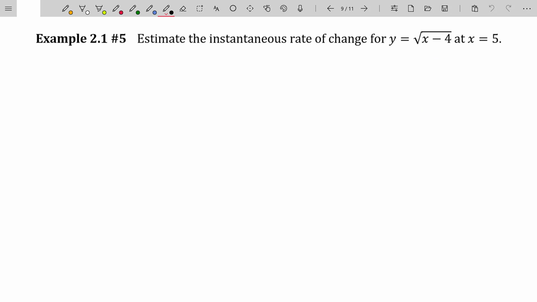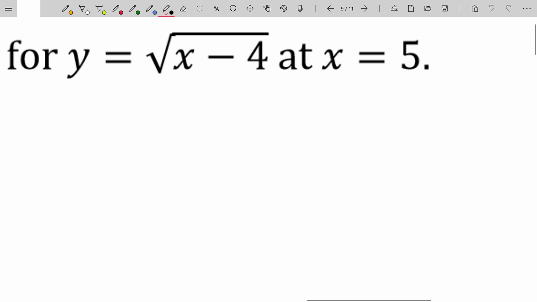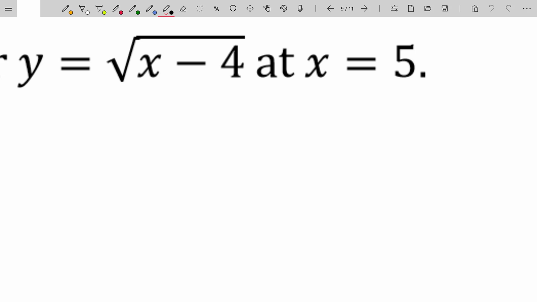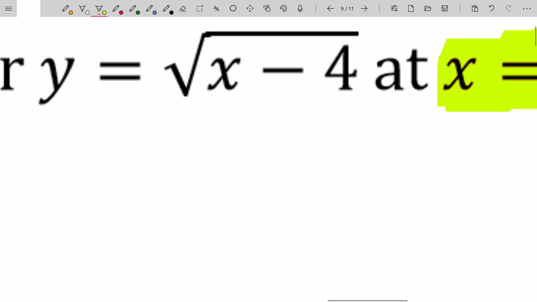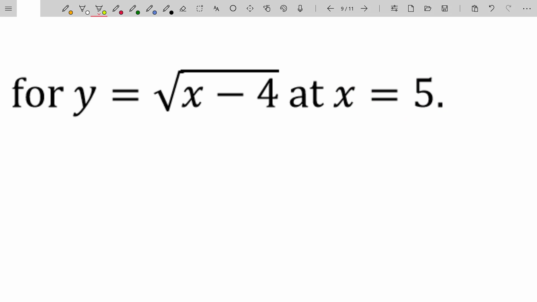Let's go ahead and estimate the instantaneous rate of change for this function y is equal to the square root of x minus 4 when x is equal to 5. A couple things you need to note here. First, make sure that that input, x equals 5, is allowed to be an input for this function. That is, that x equals 5 is in the domain of this function. It is, but it's always good to start with that question.